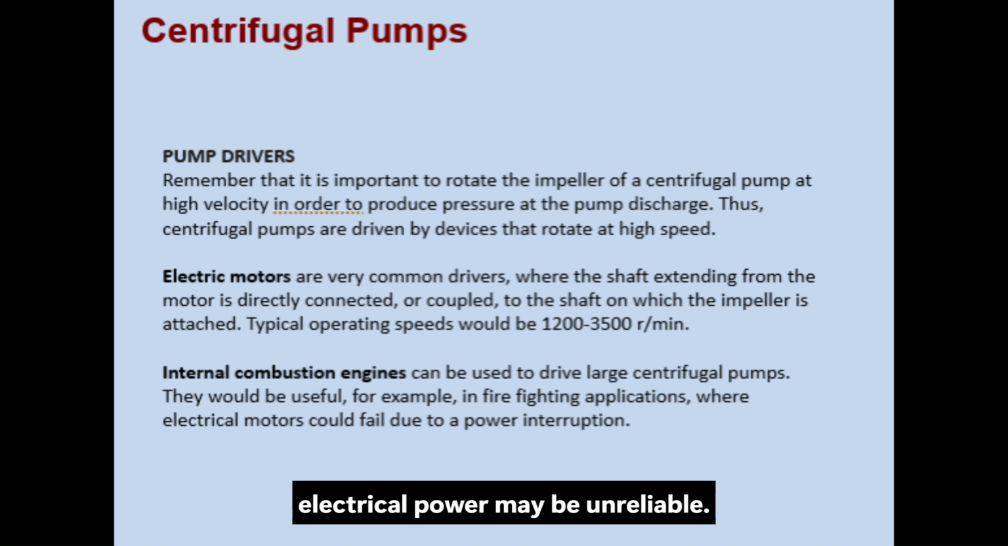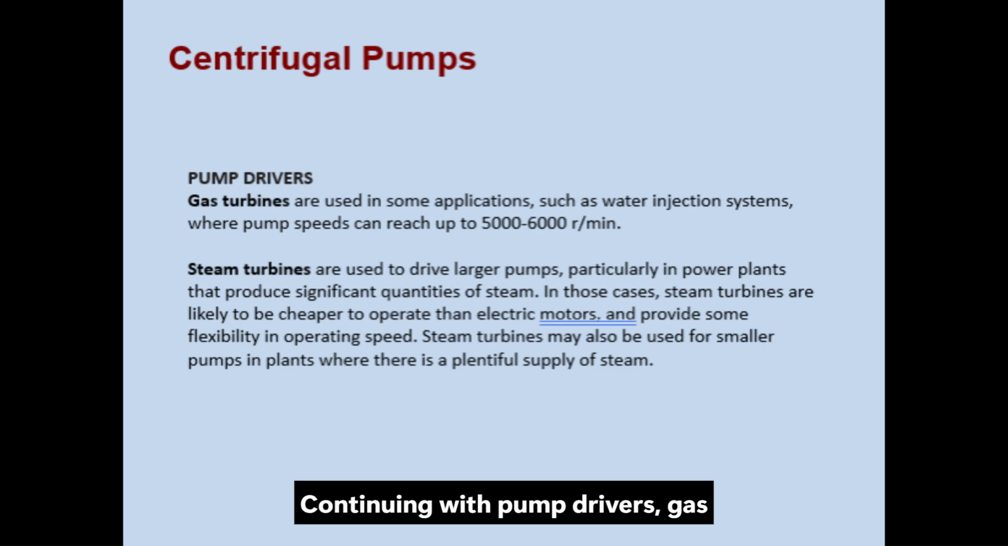Continuing with pump drivers, gas turbines are employed in certain applications, such as water injection systems, where pump speeds can reach 5,000 to 6,000 revolutions per minute. Steam turbines are used to drive larger pumps, especially in power plants where steam is abundantly available. In such facilities, steam turbines can be more economical to operate than electric motors and offer greater flexibility in operating speed.